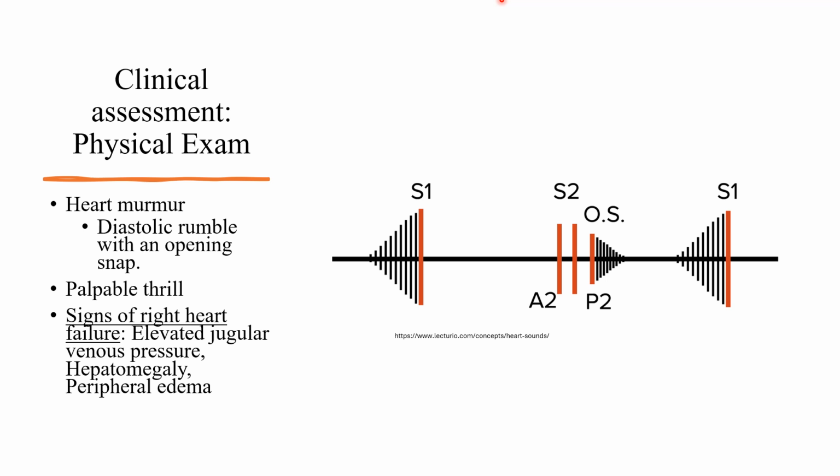You may also hear a loud first heart sound, so your S1 is going to be loud due to an increased resistance to flow across the stenotic valve. In severe cases, a palpable thrill may be felt over the left sternal border, and as the disease progresses, your patient may be showing signs of right heart failure, like elevated JVP, hepatomegaly, and peripheral edema.